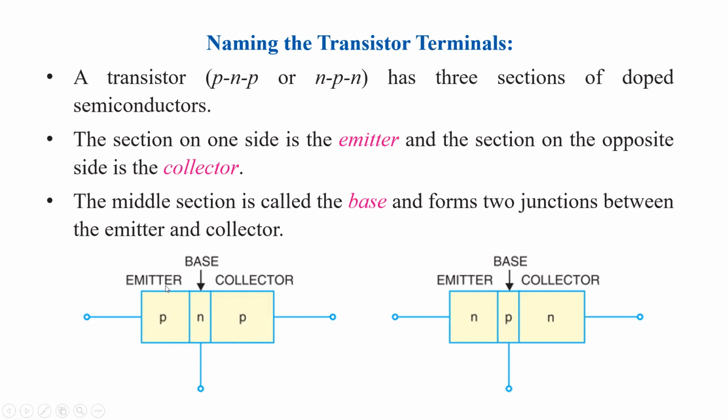So in a PNP transistor, the emitter is P-type, the base is N-type, and the collector is P-type. In an NPN transistor, the emitter is N-type, the base is P-type, and the collector is N-type. Okay, so this is how you can name the three regions of the transistor as emitter, base, and collector. You have to remember that the three regions of the transistor are called emitter, base, and collector. And there are two PN junctions. One is the emitter base junction, another one is the collector base junction. Okay, we'll discuss that.